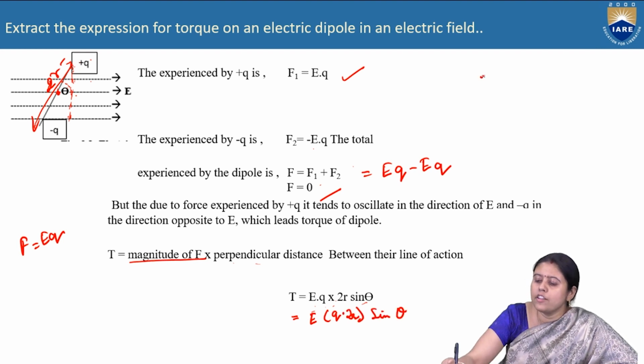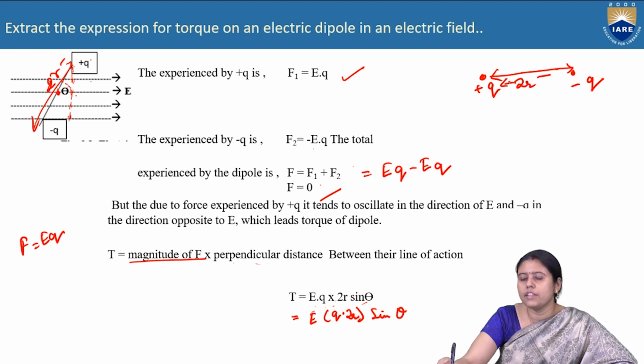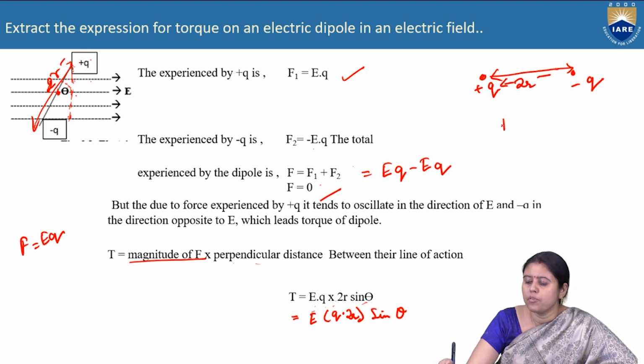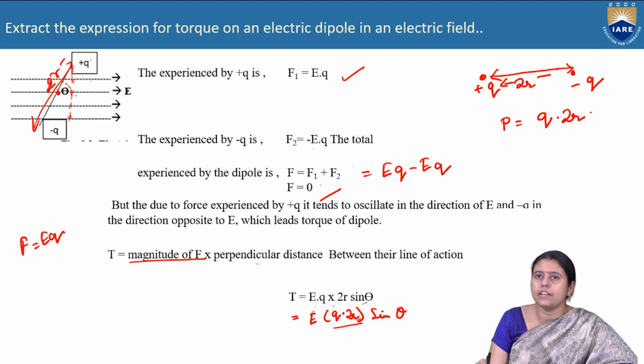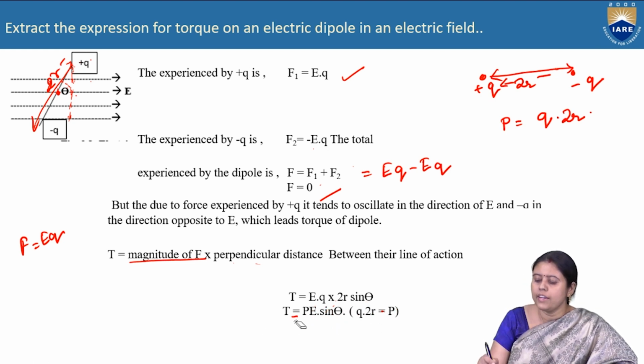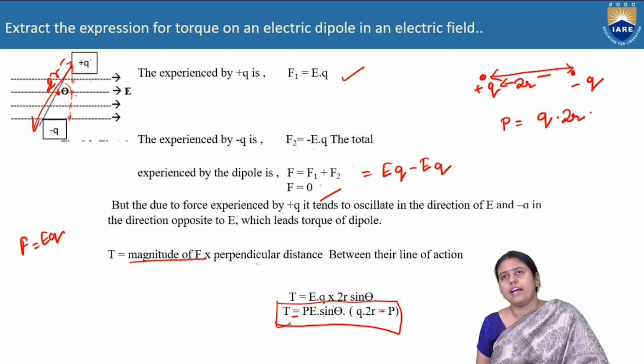If there is one charge Q, another charge is minus Q, and they are at a distance 2R between them, it will feel some torque, and this is described by the dipole moment. What is the dipole moment actually? The magnitude of the charge and the distance between them, so Q into 2R is the dipole moment P. So we got the torque is equal to P into E sine theta.